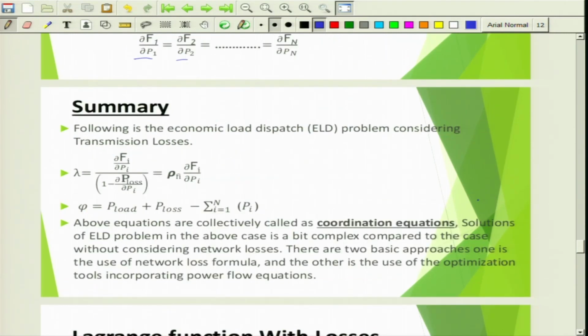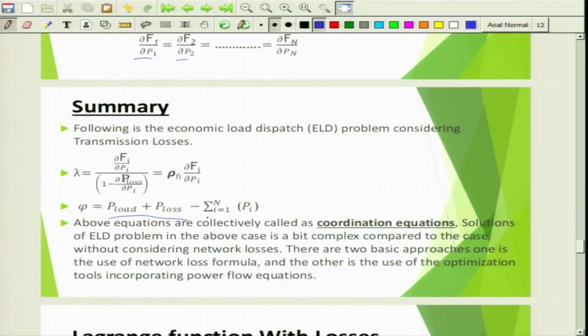But if the generators are connected at different buses, then there will be a difference in the penalty factor, and that is the reality, right? That is the reality, because so many generators are there. One is, let's say Ramagundam, you have a thermal power plant, and then you have a nuclear power plant in some other place, and hydro is in some other place. Then they have their own individual network losses, which are independent and different from each other. So the penalty factor is also different.